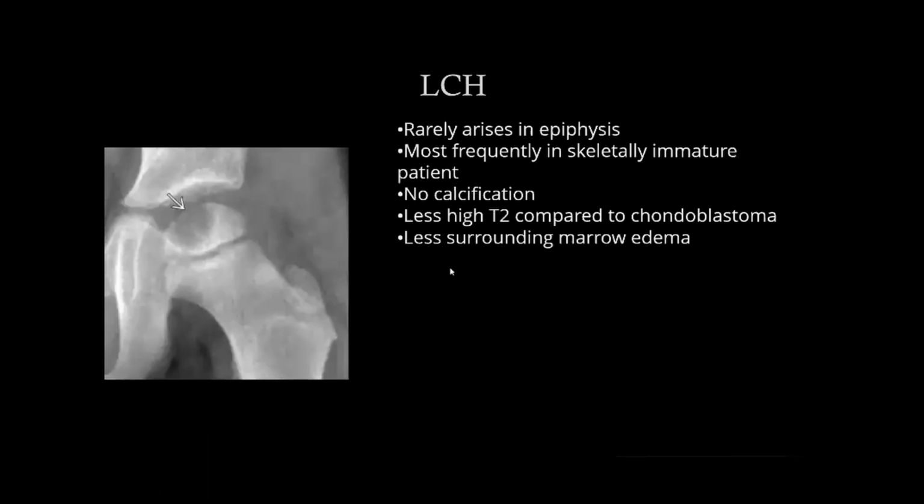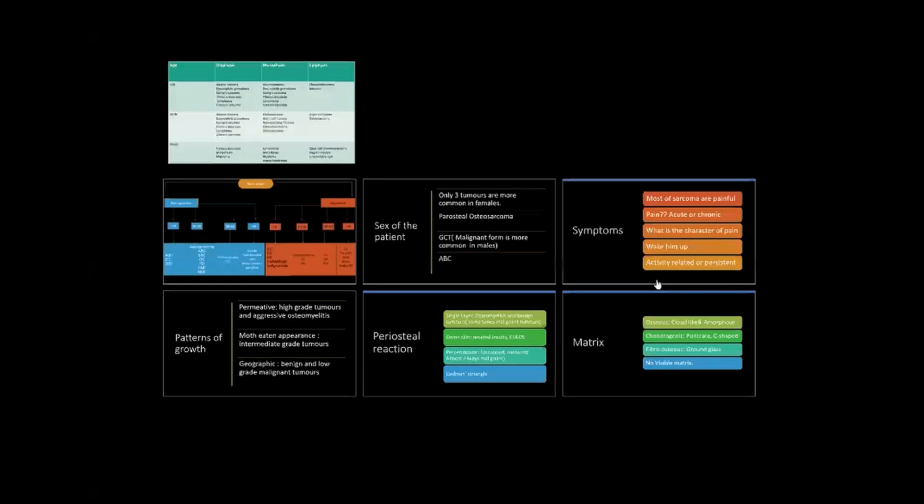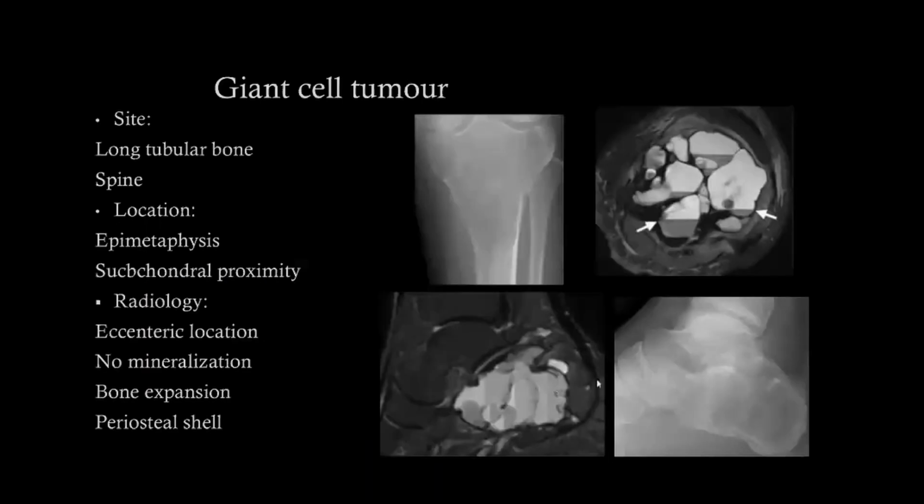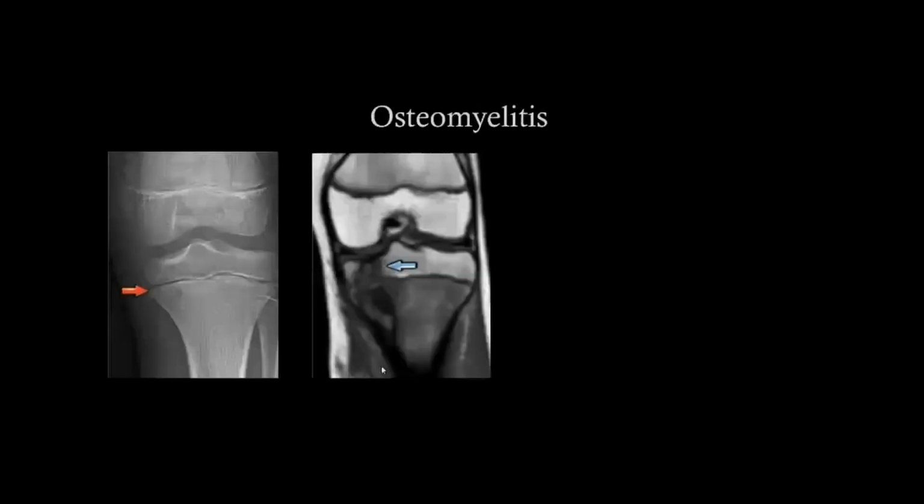Okay, Langerhans cell histiocytosis is one of the epiphyseal lesions which appear in young patients, before the closure of the epiphysis. It shows no calcifications. It is less high T2 signal compared to chondroblastoma. This is a very important differentiating point. It is less surrounded with marrow edema. You can see here, it is less surrounded with marrow edema compared to the chondroblastoma.